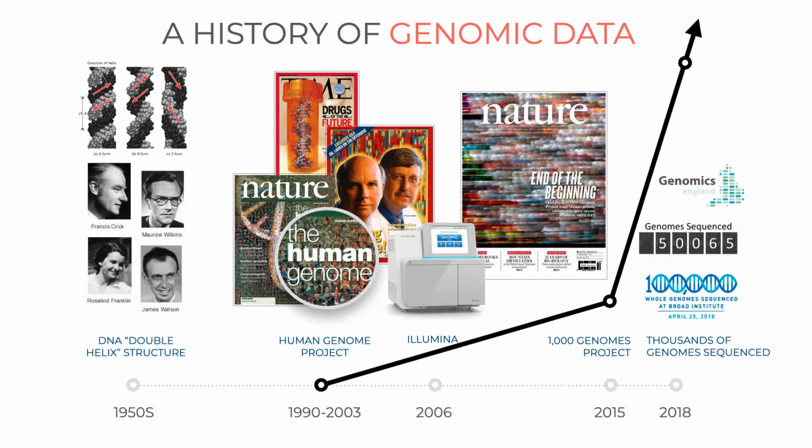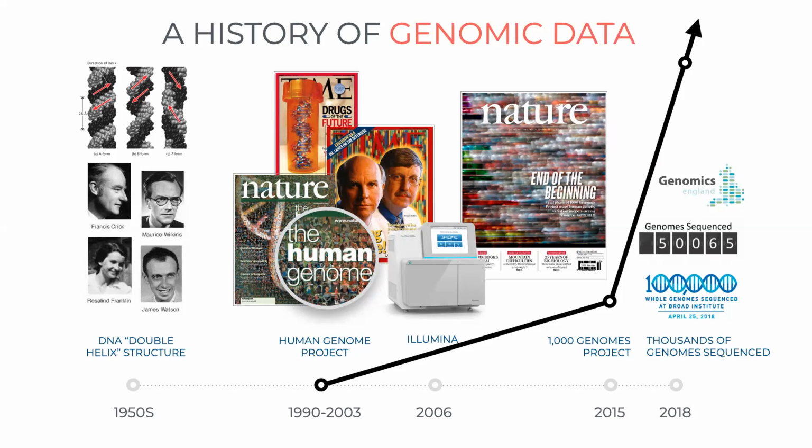As a result, the amount of genomic data has tremendously grown over the past 20 years. In fact, by 2015, the 1,000 Genomes Project was finished, and by 2018, the Broad Institute announced that they completed over 100,000 whole genomes. Genomics England reported that they have sequenced over 50,000 genomes, and that amount of data continues to grow.